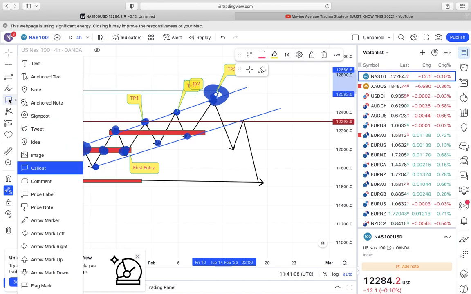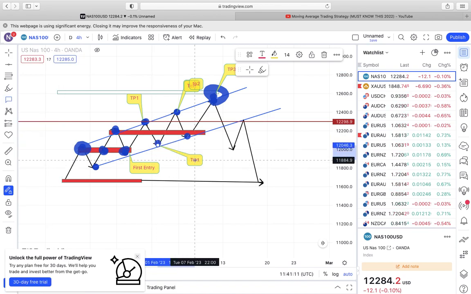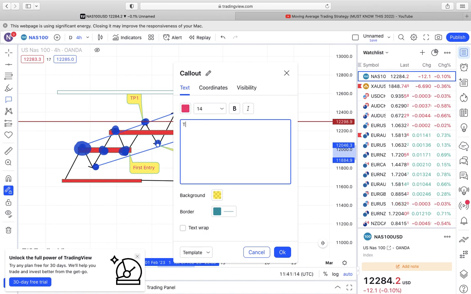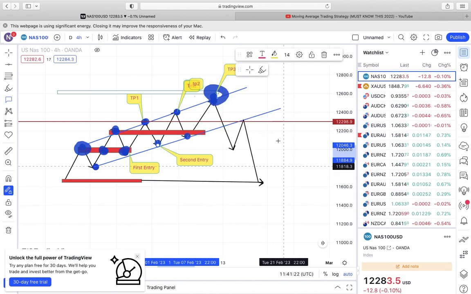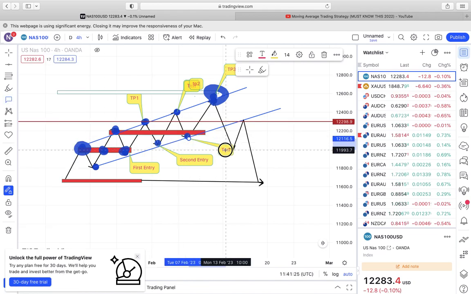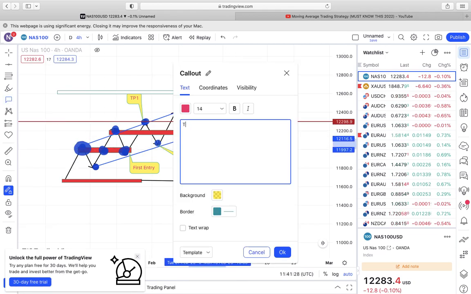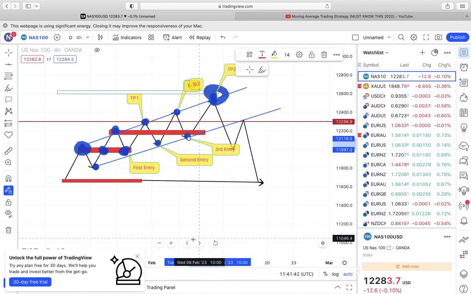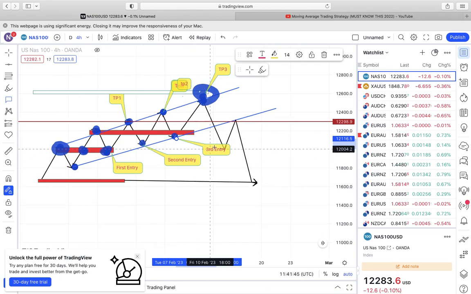Now, when the market pulls back, this one will be your second entry. At the pullback, then this one will be your third and the last entry. This one will be your third entry, and this one will be your last take profit.